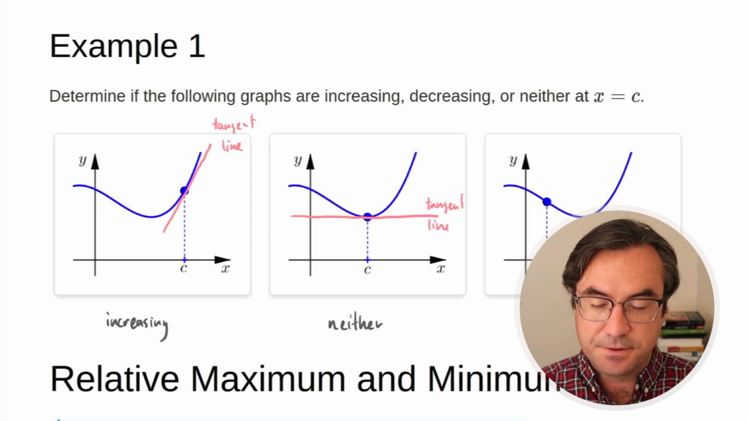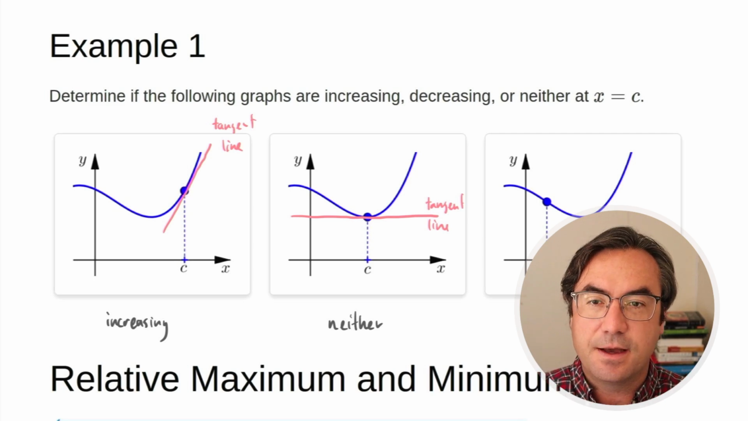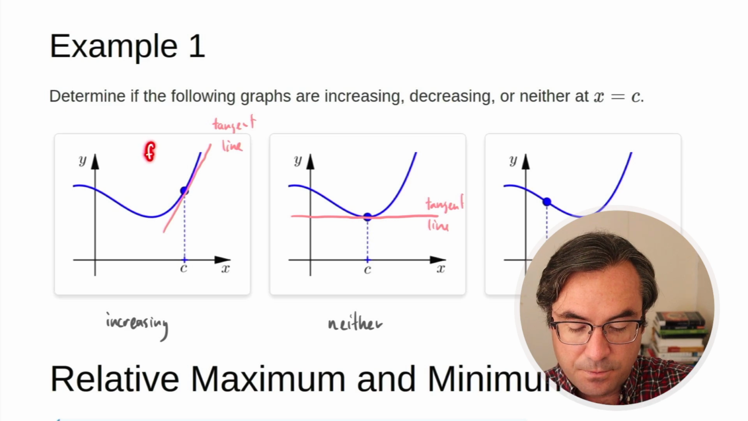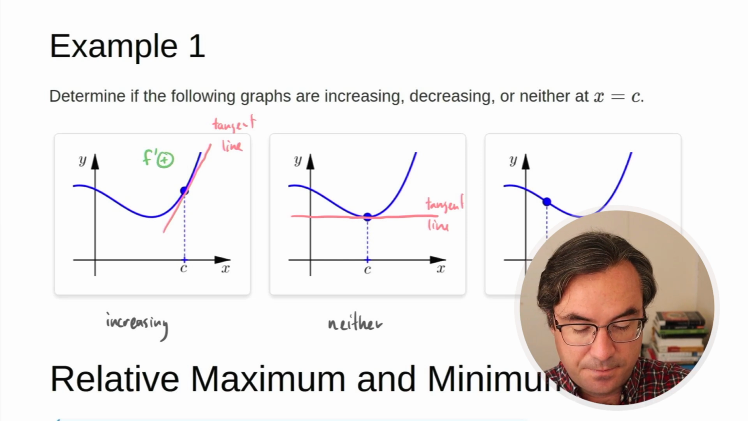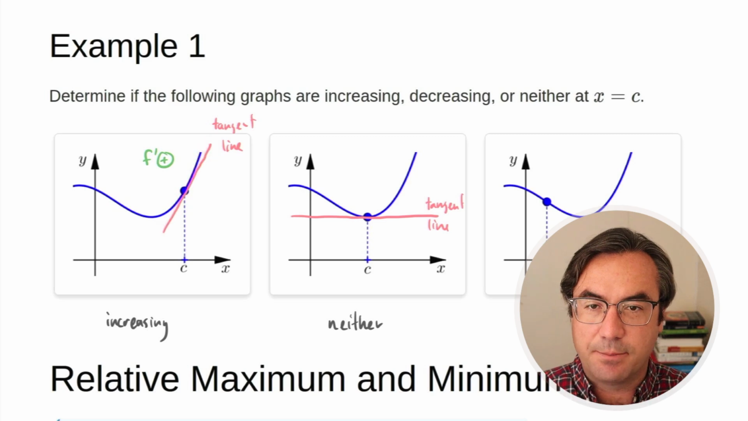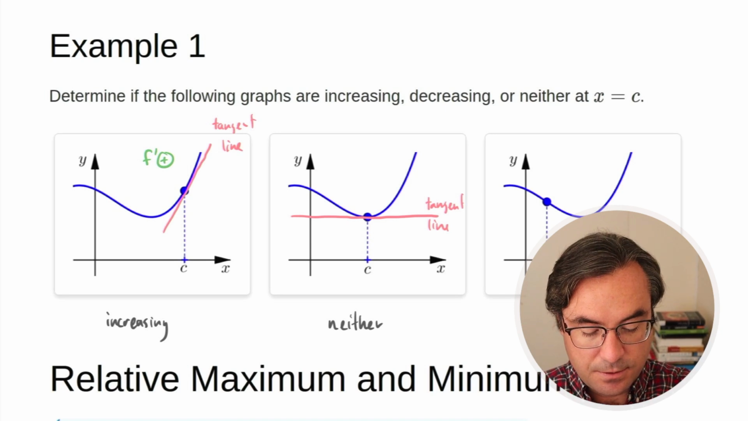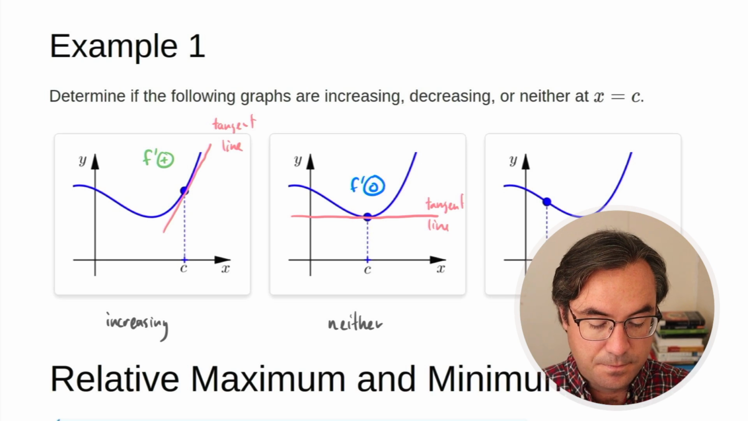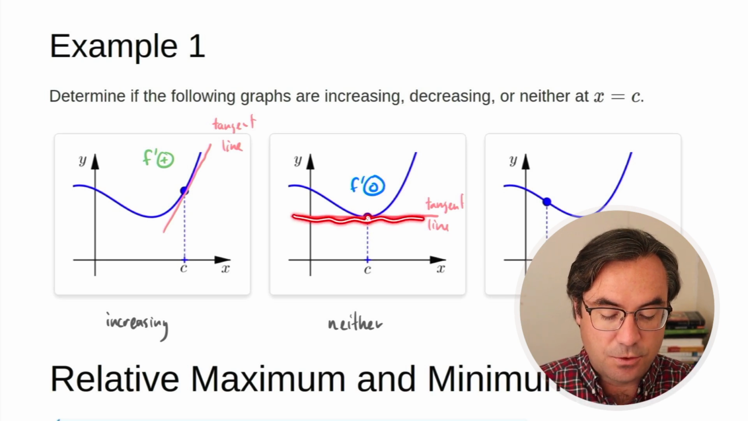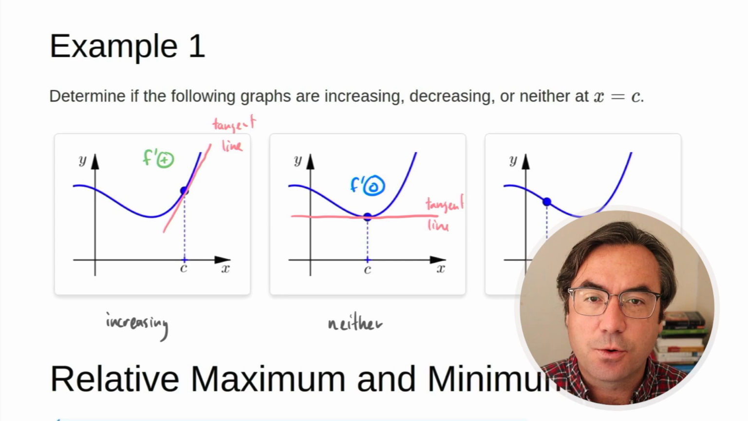So in the first case, what would be the derivative at this x value? The derivative here would be positive, because our tangent line is going up. Here, the derivative value would be 0 at this point, because it's just a horizontal line. So we'd say it's neither increasing nor decreasing.